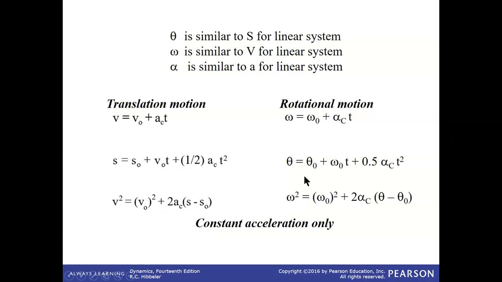Let's talk about the units. So for rotational motion, we use radians for theta, then omega is radians per second, and alpha is radians per second square.